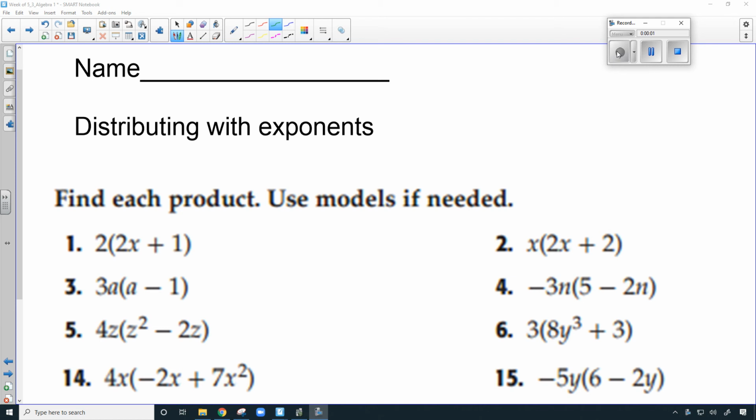Okay, so this section of notes is distributing with exponents. We're just trying to remember one exponent rule that's pretty important. Shout out to my A block class, who we are making this video with.